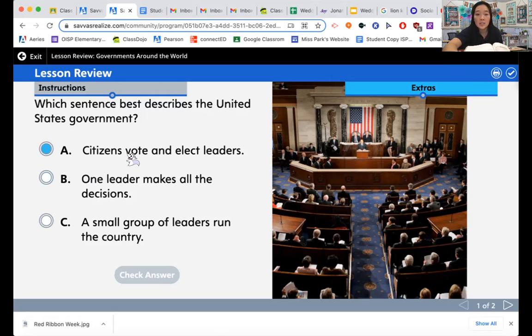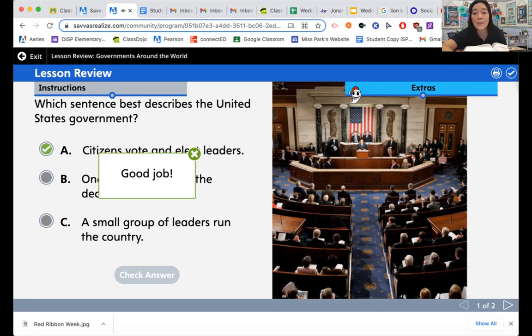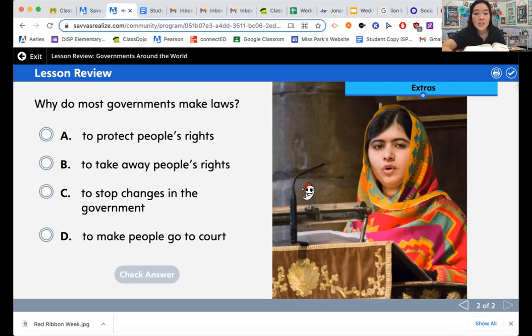Which sentence best describes the United States government? Citizens vote and elect leaders. One leader makes all the decisions. No, a small group of leaders run the country. Well, we all help run the country because we all get to have a say in our country. We are able to vote and elect our leaders. So I believe that it's going to be A. Awesome. Next, we have question number 2.